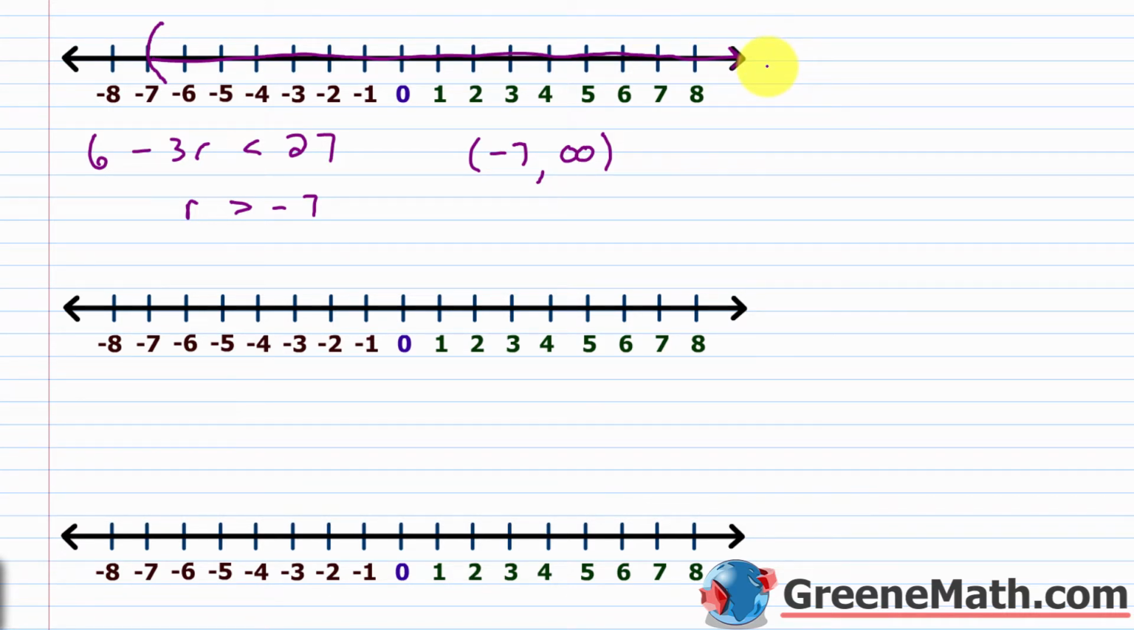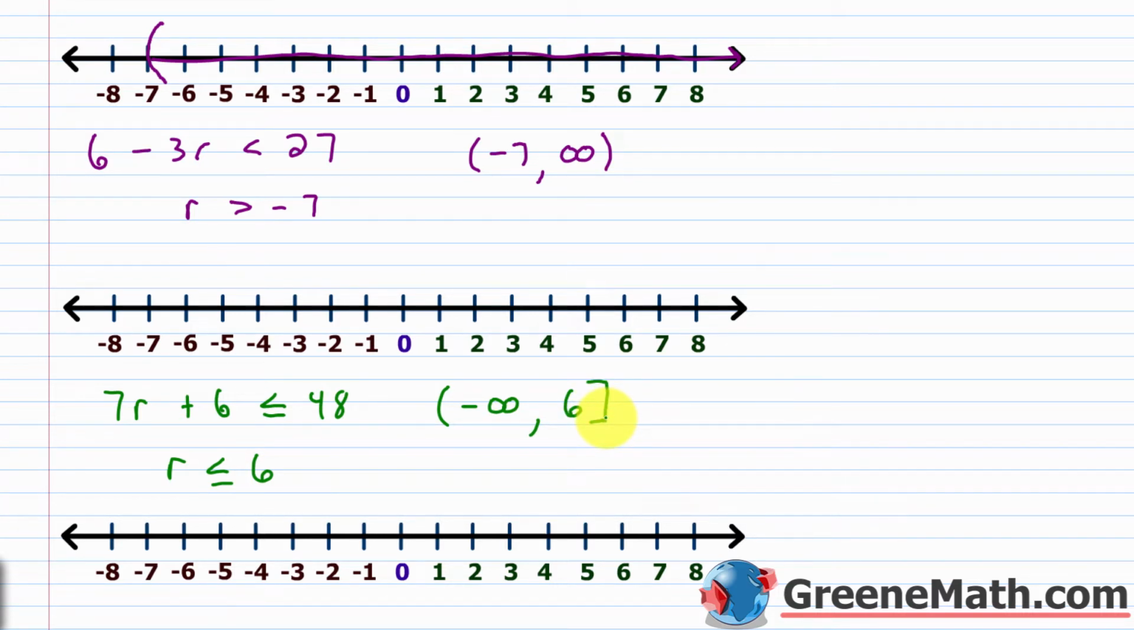Now, for the next part of the compound inequality, we saw the problem 7 times r plus 6 is less than or equal to 48. And what we found there was that r was less than or equal to 6. So in interval notation, since it's less than or equal to 6, we would have a parenthesis next to negative infinity, comma, and then up to and including 6. So 6 is going to have a bracket next to it.